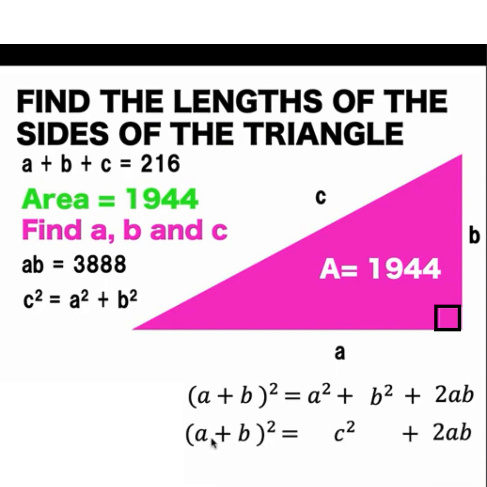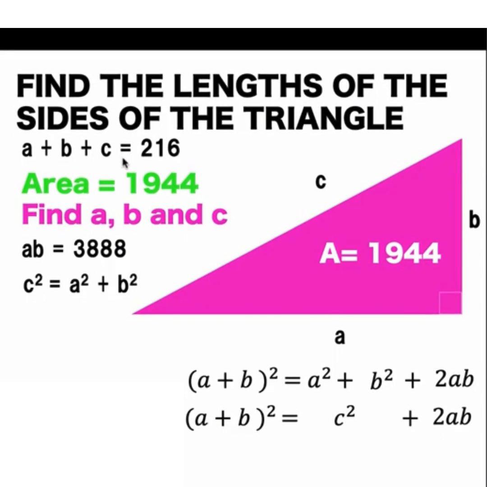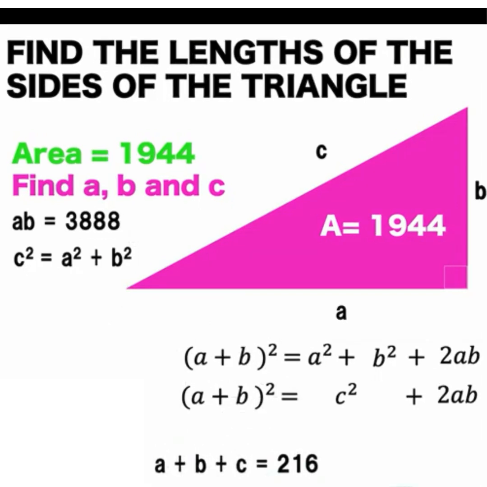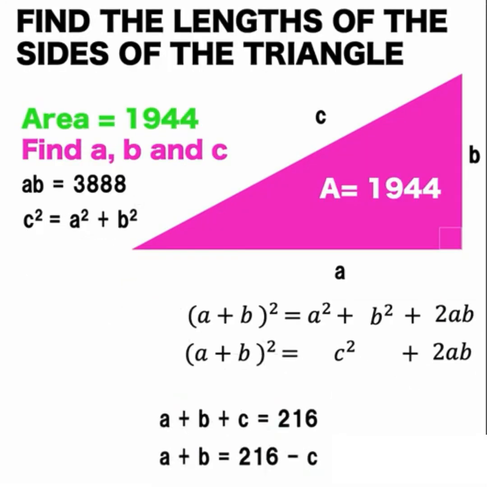Next, we have here an expression A plus B. And we have here this perimeter A plus B plus C. And clearly, we can solve this for A plus B by subtracting C from both sides. So let's carry that out. Subtract C from both sides. We have the expression A plus B equals 216 minus C. And we can now replace this A plus B by 216 minus C.